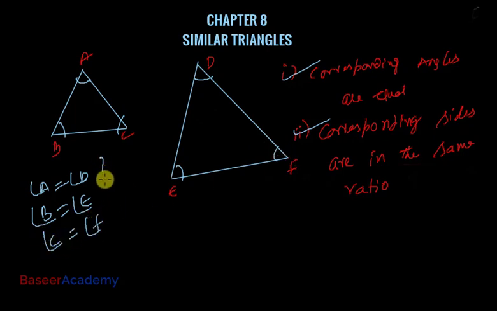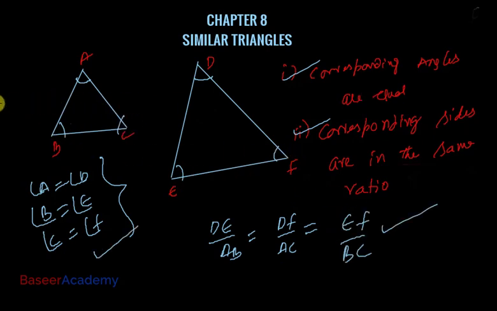So if the corresponding angles are equal and if the corresponding sides are in the same ratio, let's say AB and DE are the corresponding sides, so the ratio would be DE by AB. Let's say DF and AC are the corresponding sides, so the ratio would be DF by AC, EF by BC.